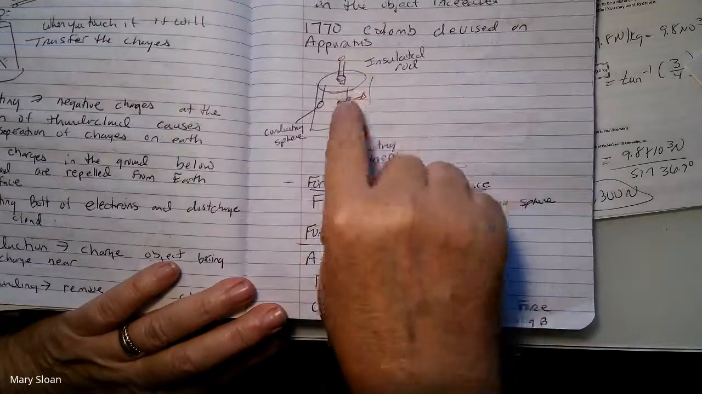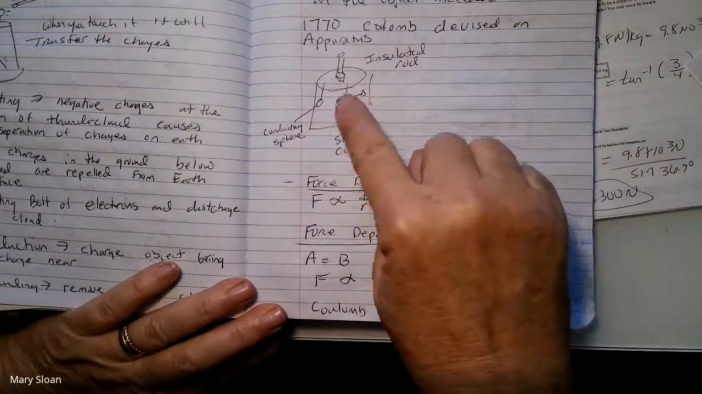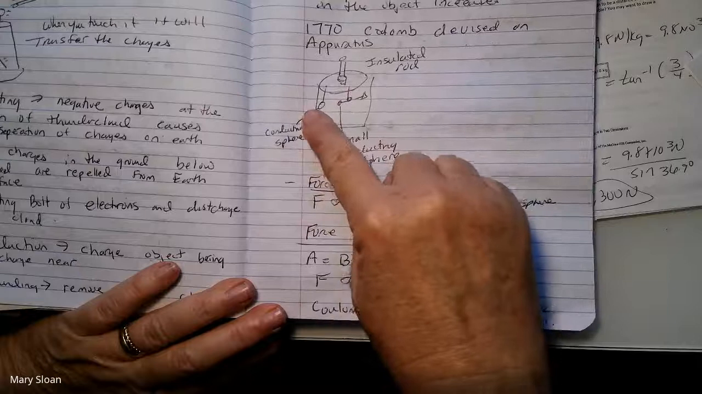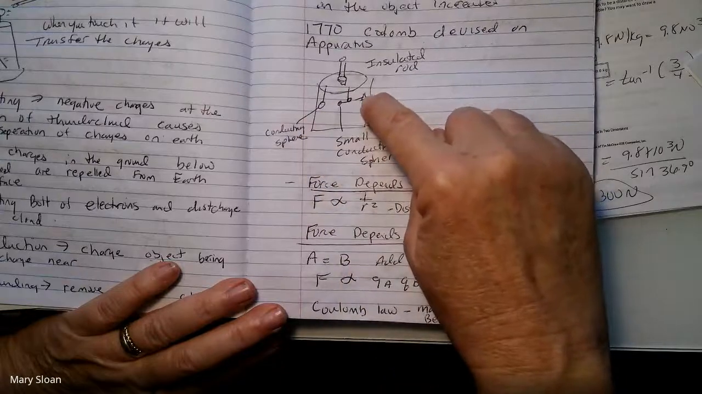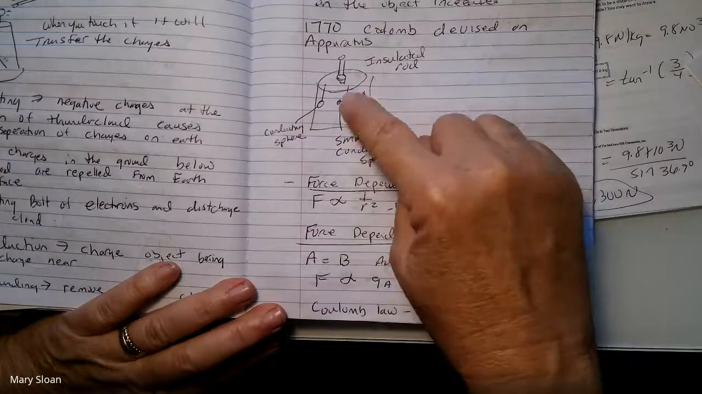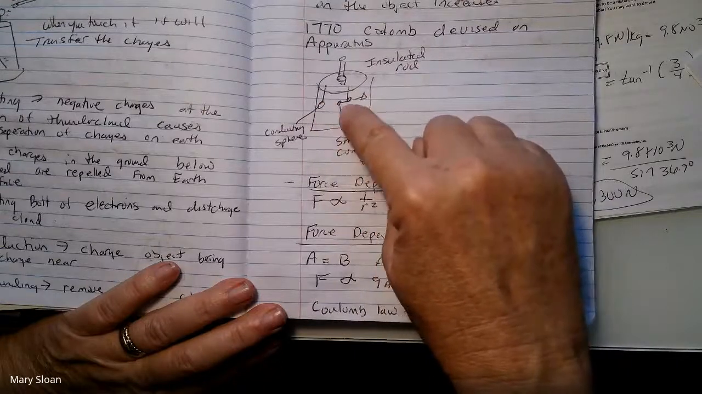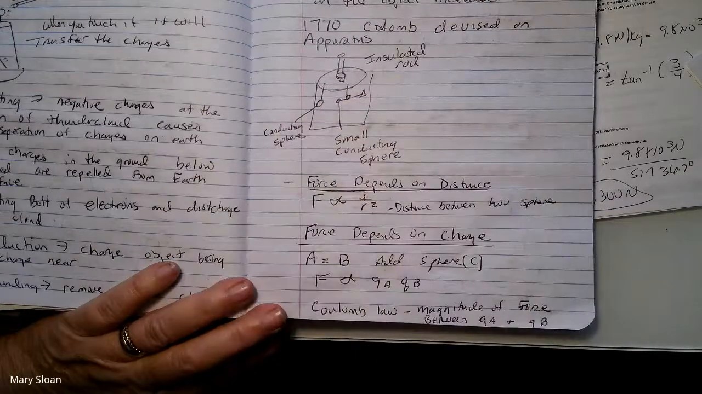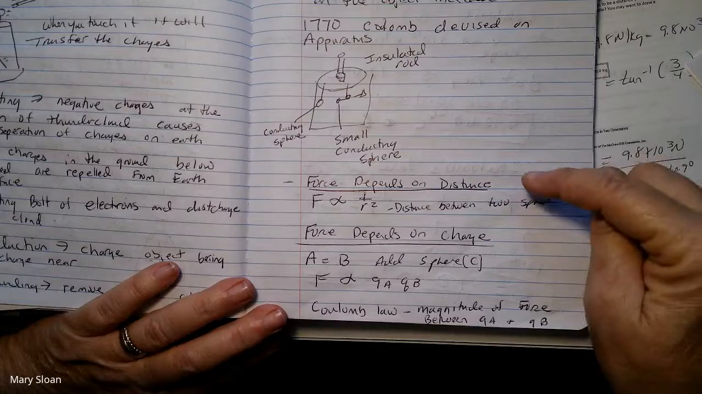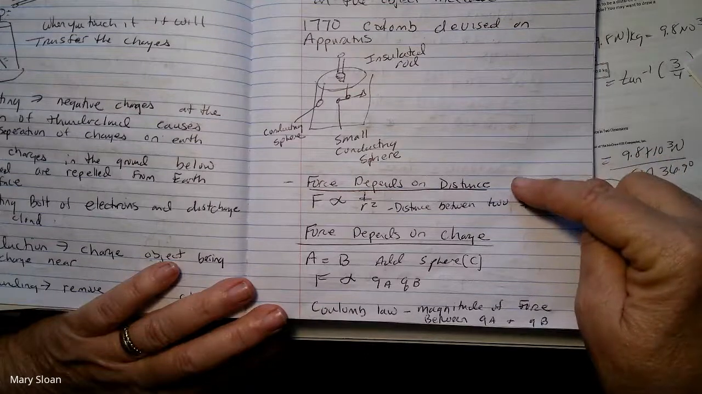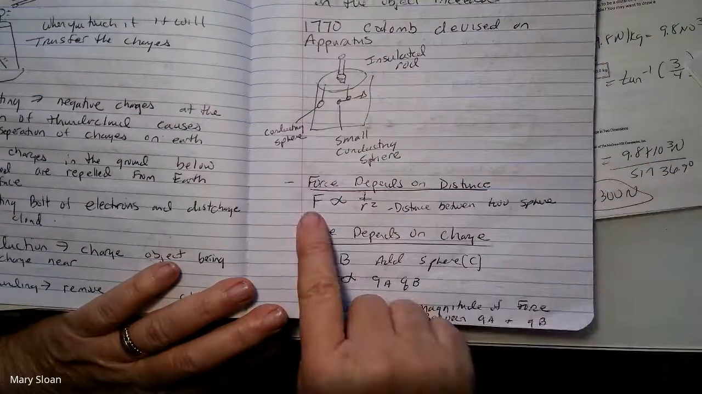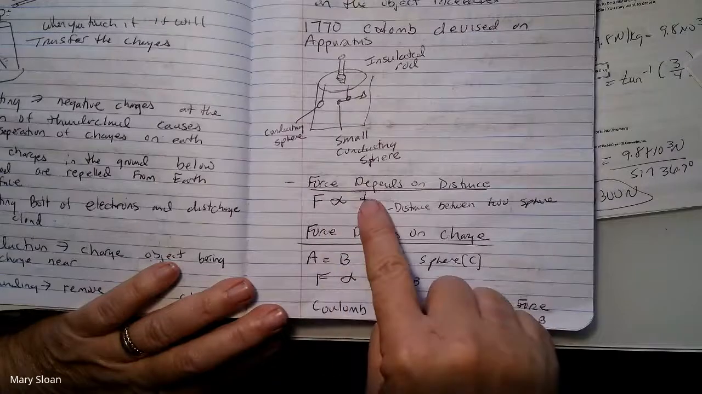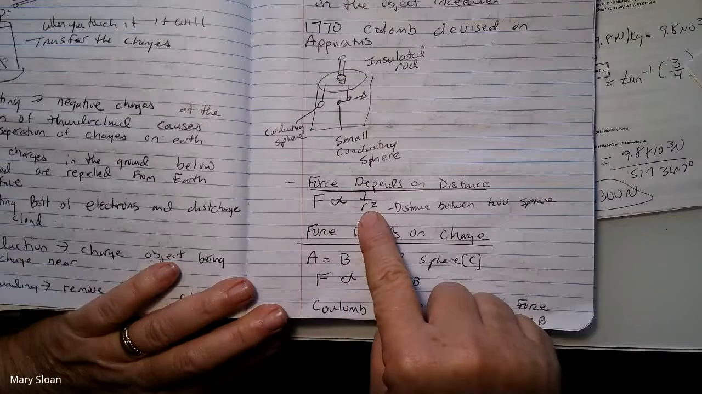This one has a conductive sphere here and here, and it also has a counterweight here. What he was doing was measuring the radius in between these two to find out what the strength of the electrical charge was. The first thing he did was look at the force depending on the distance, using F equals 1 divided by the radius squared.